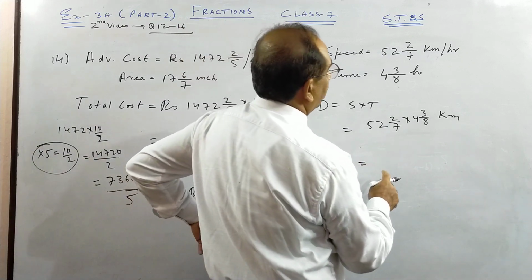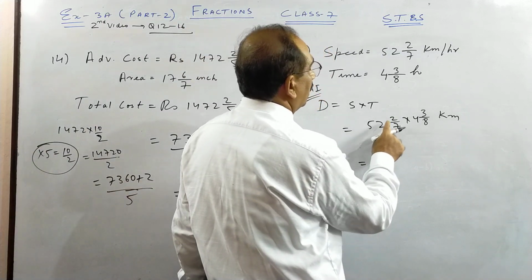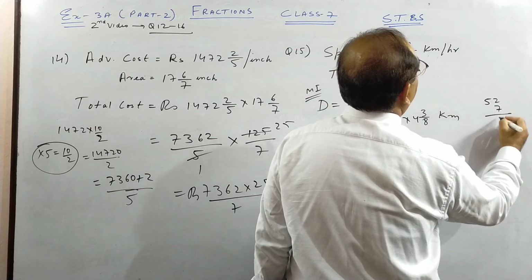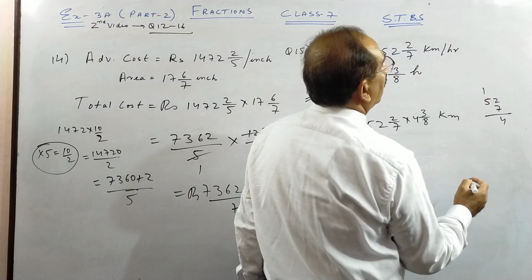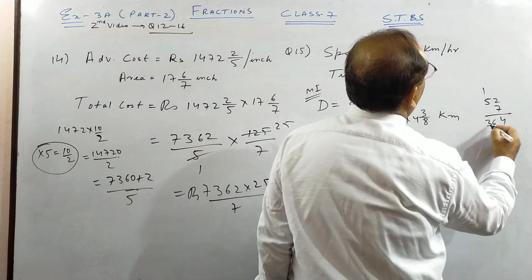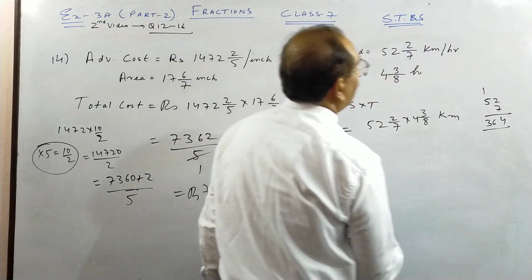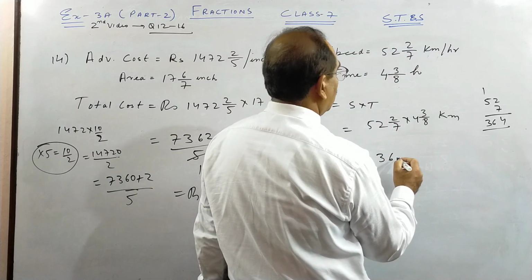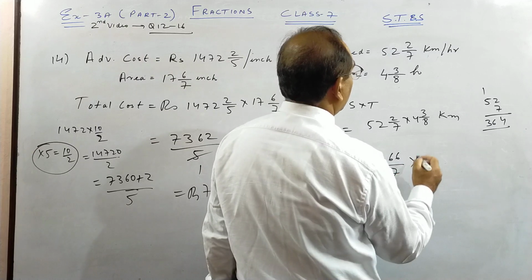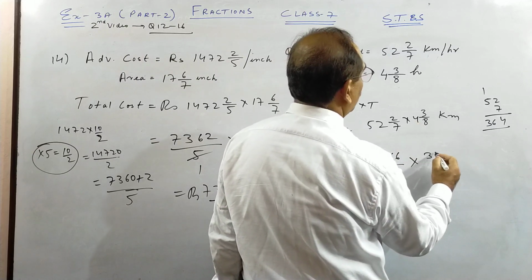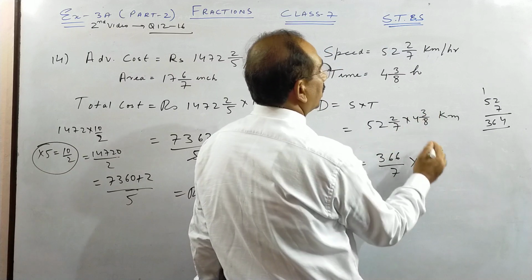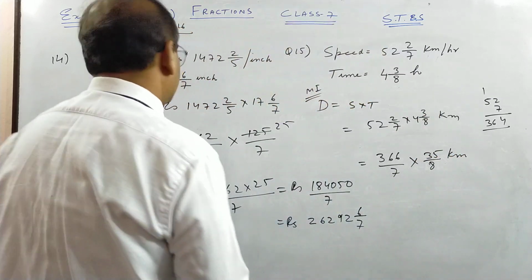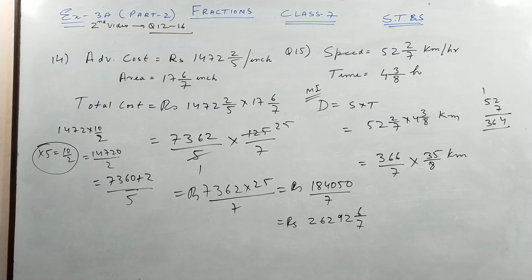So 7 into 52, if you multiply and then you have to add 2. So you can do 52, 7 2s are 14, 1 carried, 7 5s are 35. So 364 plus 2, 366 by 7 into 8 4s are 32 plus 3. 8 4s are 32 plus 3, 35 by 8. This many kilometers. So check question number 15.